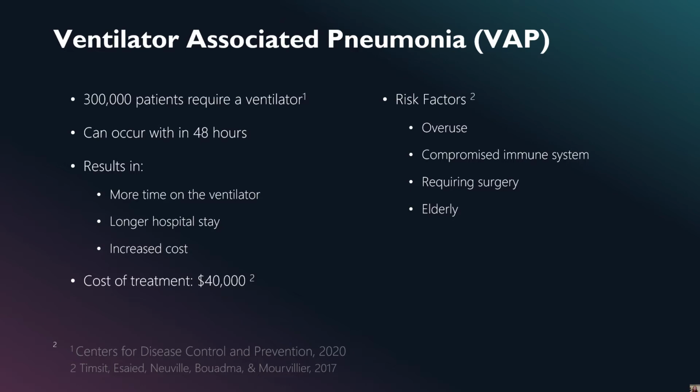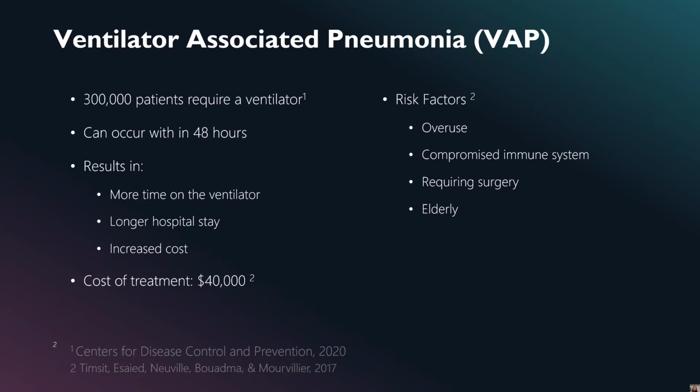There are many risk factors that are associated with the development of VAP. One of the highest risk factors is the use of the ventilator well past the time that is medically necessary. The other risk factors include having a compromised immune system, the patient requiring surgery, or being elderly. As a nurse, it is essential to assess for these risk factors that put our patients at an increased risk and increased susceptibility to acquire the ventilator-associated pneumonia.